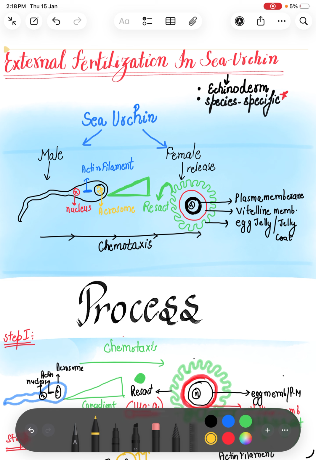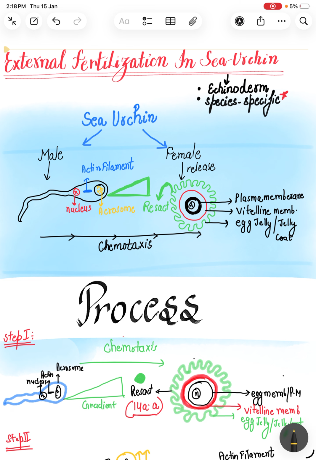Today's topic is external fertilization in sea urchin, which are basically the echinoderms. Echinoderms are marine invertebrates. So, sea urchin undergo external fertilization. What does it mean? That the fusion of male and female gamete does not happen inside the female body. It is happening outside the female body.